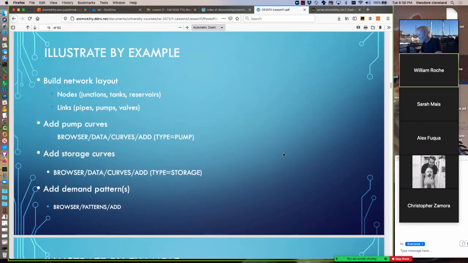Once we have that information, then we could go ahead and build our network. And we would proceed the same way as before. We build the network layout. We put in the nodes, junctions, tanks, and reservoirs first.